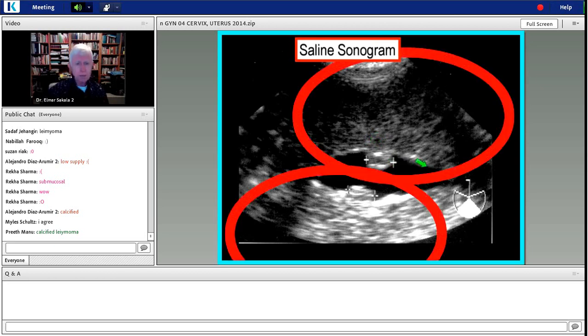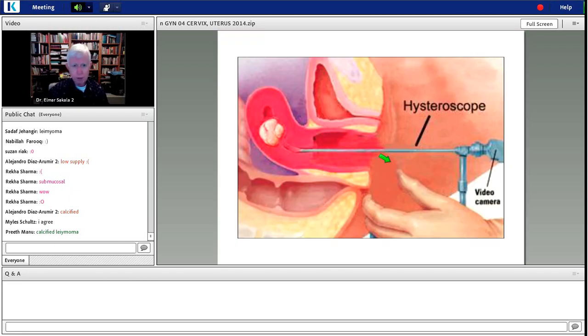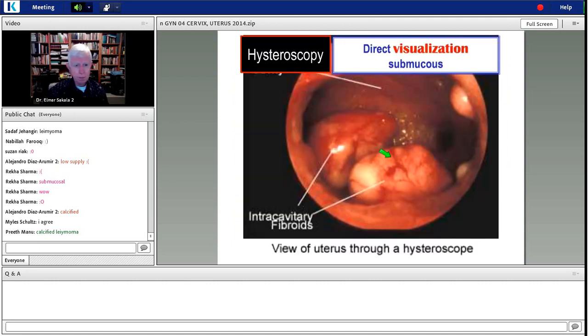Here, it doesn't take a rocket scientist to see that there are lesions. Now, what are they? I don't know. The saline sonogram is helpful in diagnosing, but it's not in removing and treating it. So hysteroscopy, the nice thing about hysteroscopy is you can not only see it, you can also remove it. And this can be done hysteroscopically like this. I'll show you some pictures after the break.